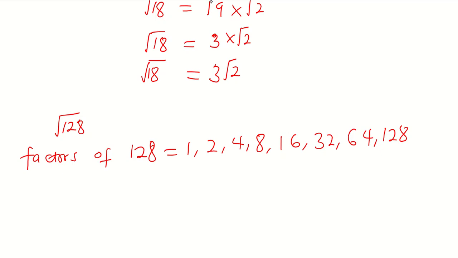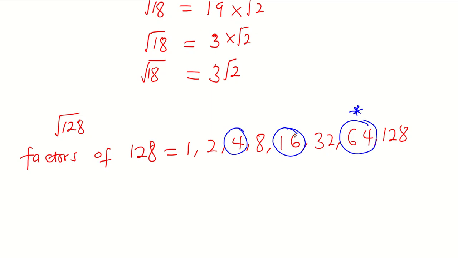Now, among the factors of 128, we have to identify all the perfect squares. We can see that 4 is a perfect square. We can also see that 16 is a perfect square. We can see that 64 is a perfect square. Now, we take into consideration all these perfect squares and we identify the largest perfect square. And the largest perfect square here is 64.